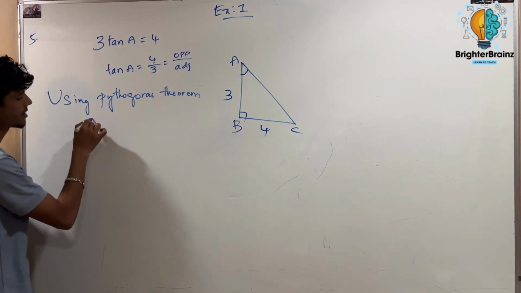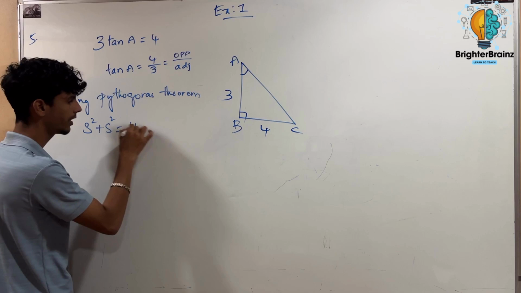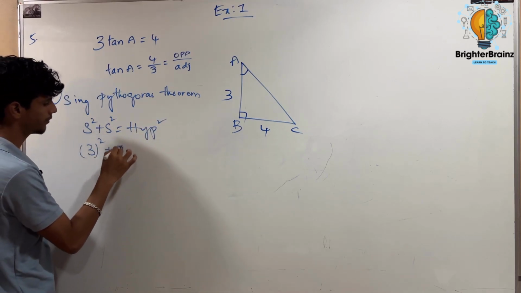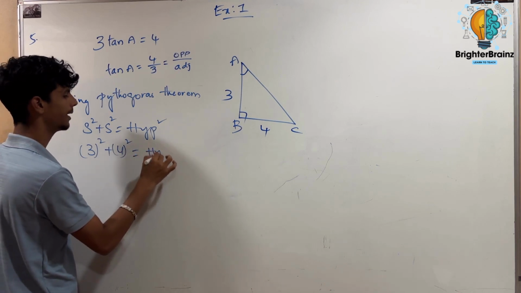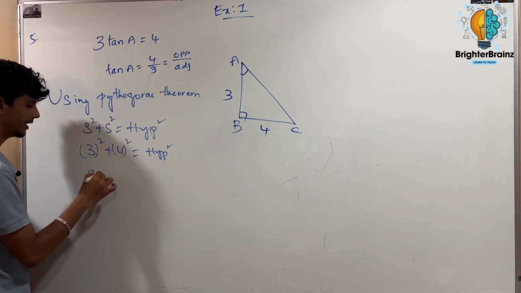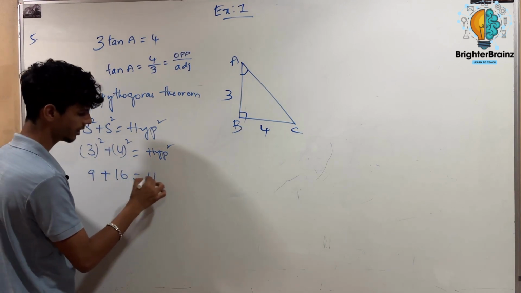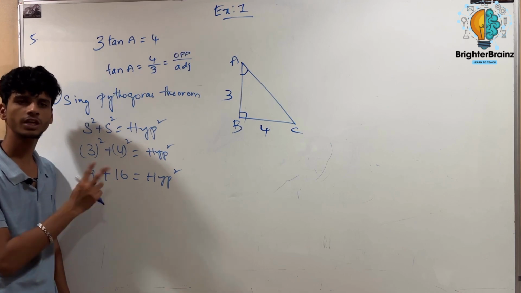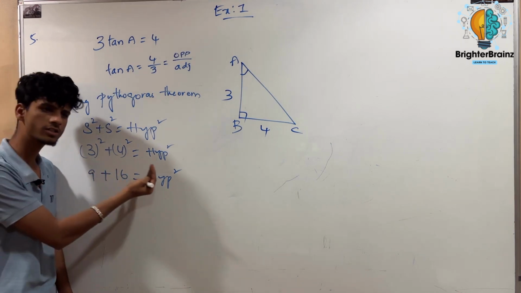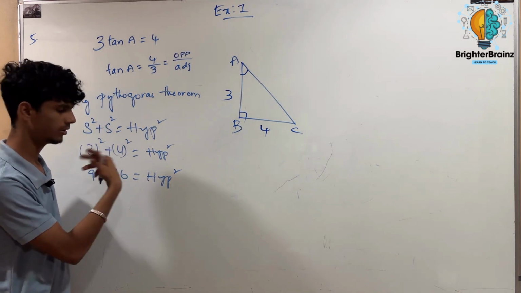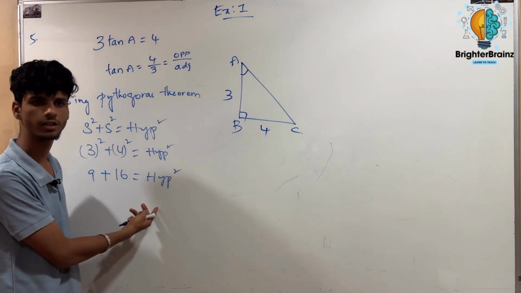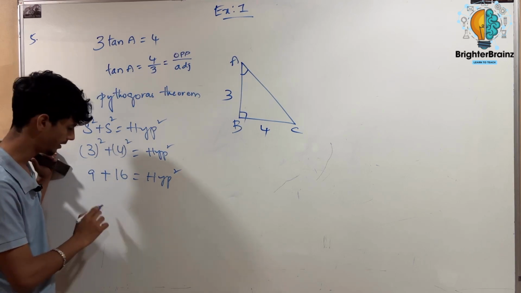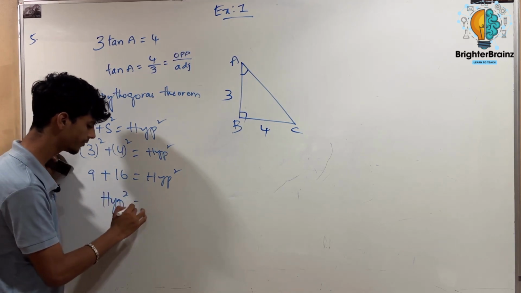Using the Pythagoras theorem, we can say that side square plus side square is equal to hypotenuse square. What are the sides here? 3 whole square plus 4 whole square is equal to hypotenuse square. That is 9 plus 16 is equal to hypotenuse square. Here we don't need to transpose any of the numbers, because the constant values are on one side and the unknown value is on the other side. 9 plus 16 is 25, so hypotenuse square is equal to 25.